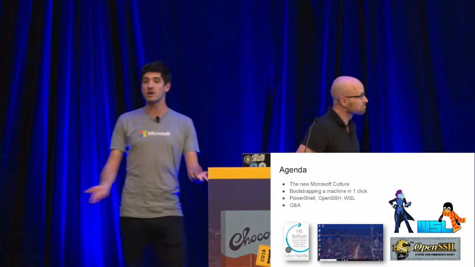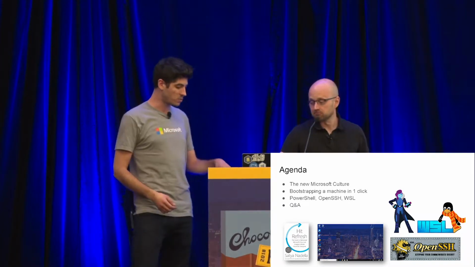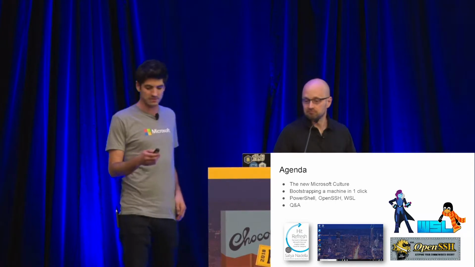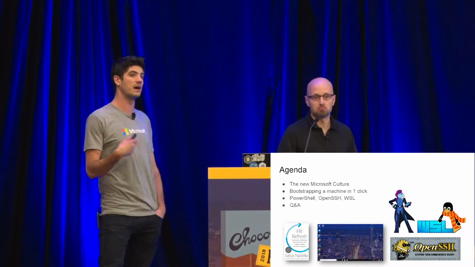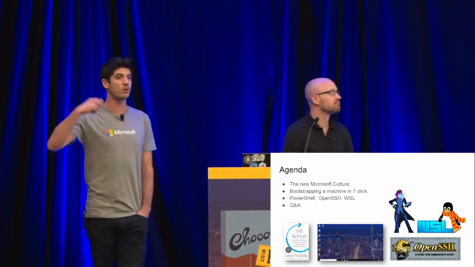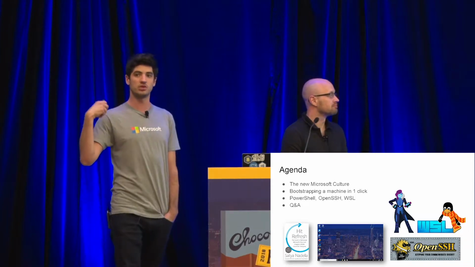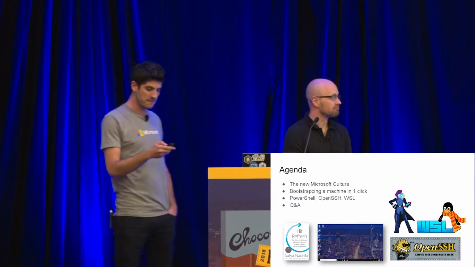So, agenda. Joey, you want to? Yeah, so today we're going to be talking about the new Microsoft culture that's really enabled a lot of the work that we've been doing in these spaces, as well as our presence here and the shift in mindset that we've enjoyed happening over the last few years. We'll also be talking about the title of this talk, which is Bootstrapping a Machine in One Click. This is using Boxstarter, which is essentially a wrapper around Chocolatey, in order to take a machine from nothing up to the productive workstation that you expect it to be.